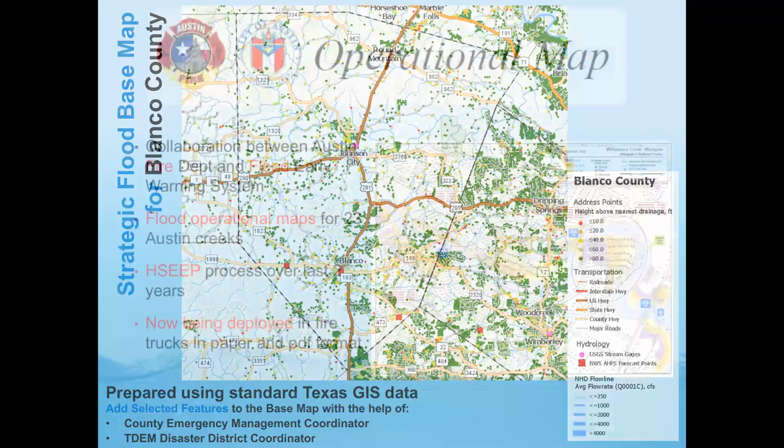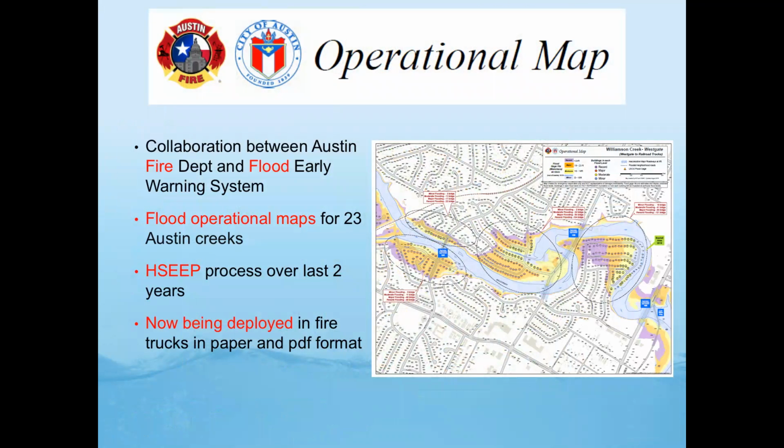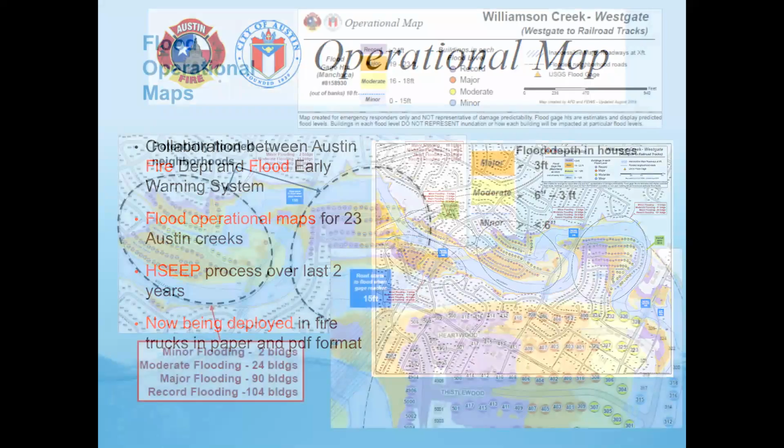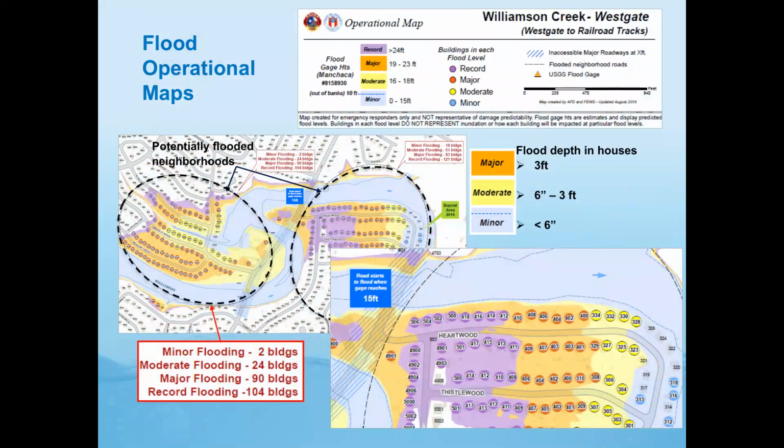And then what the local communities can do is take, let's say, a large area map, circle the areas of flood risk, and develop more in-depth maps at closer scale. This is what the legend looks like on the Austin map.